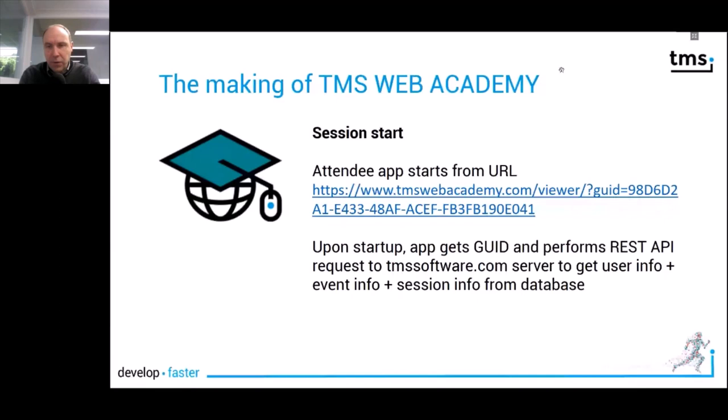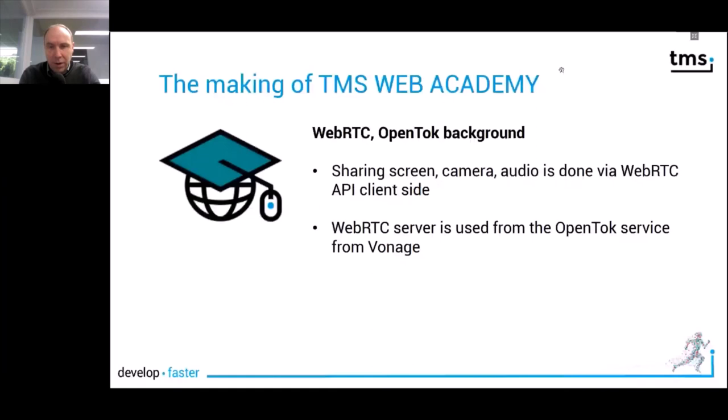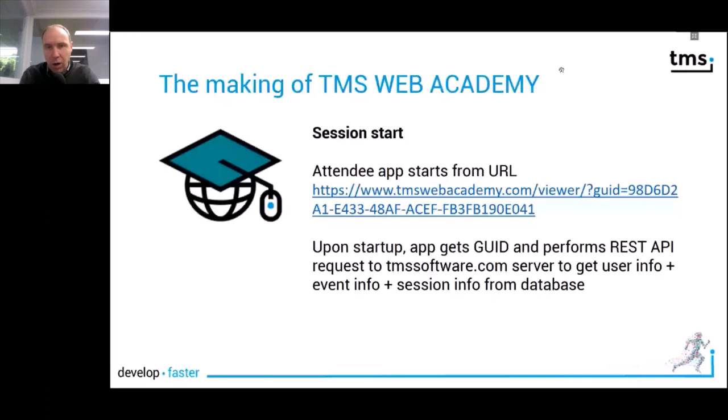When it receives the GUID, what this TMS WebCore web application will do is perform an HTTP REST API request to our tmssoftware.com server. And this server will answer this HTTP request with the information about the user. So your username will be retrieved together with the ID for the event. And it will also receive, out of that database, session information and a token. I will discuss this token later in this webinar. The name, for example, is the name which you see at the right top of the screen next to the red logout button.